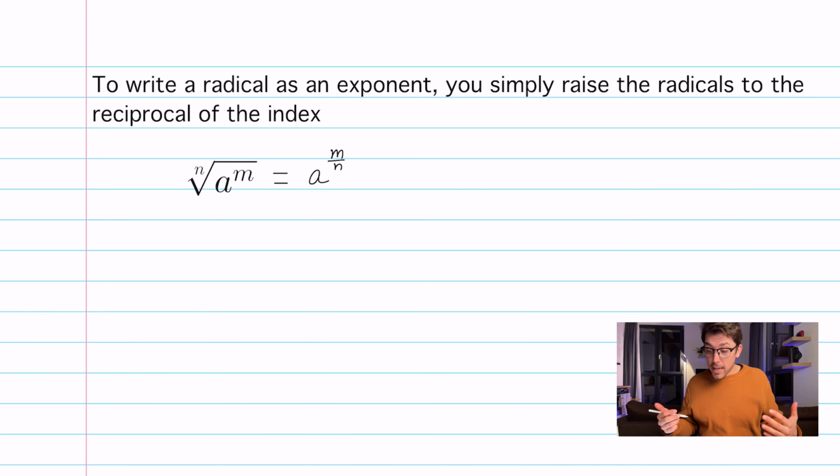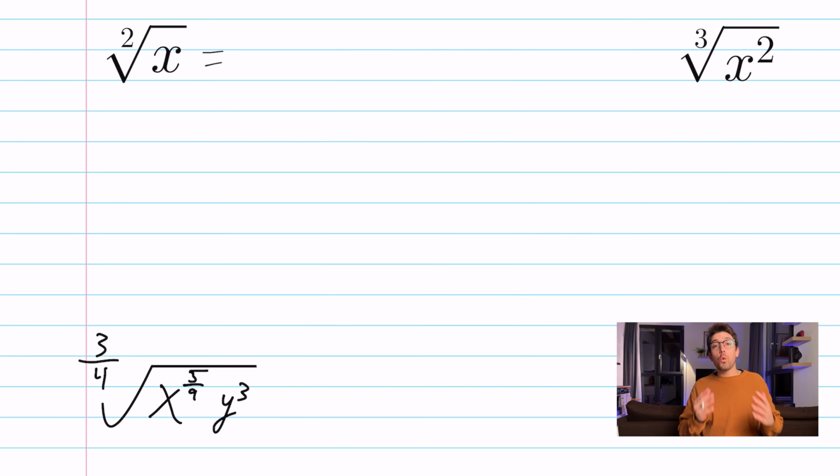Let's take a look at some. To write a radical as an exponent, all you need to do is raise the radical to the reciprocal of the index. This right here is your base, and right here is your index. And this is what it looks like afterwards. It looks kind of formulaic and might not make the most sense, but once you try it out a few times, I promise it makes sense. So let's take a look at our first problem, just the square root of x.